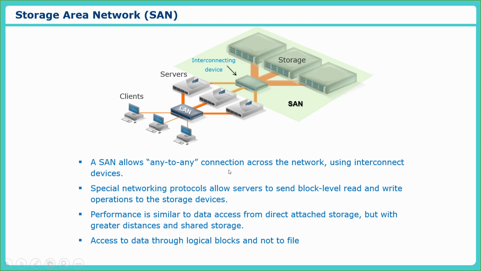A SAN allows any-to-any communication across the network using interconnecting devices. This is my interconnecting device, as you can see here. Special protocols are used to allow my server to communicate, because communication has to follow a protocol or a language. The protocol we are using would allow my server to perform block-level read/write operations on the storage devices. Performance would be similar to data being accessed from direct attached storage, and access to data is through logical blocks and not files. Mostly we mount the whole volume, and through that we can then create files, but files are not directly given access over SAN most of the time.